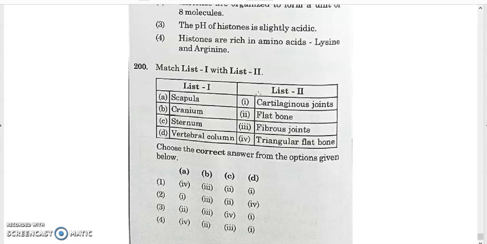So scapula is a flat bone, B3 cranium is a fibrous joint, sternum is a triangular flat bone, and vertebral column is a cartilaginous joint. That's actually the last part of our discussion. So the answer will be 203.